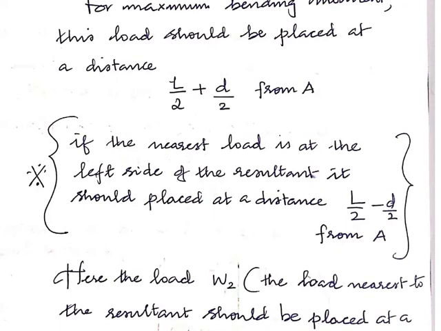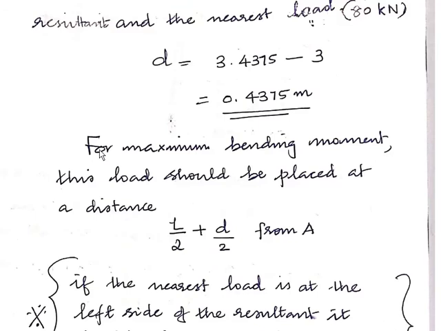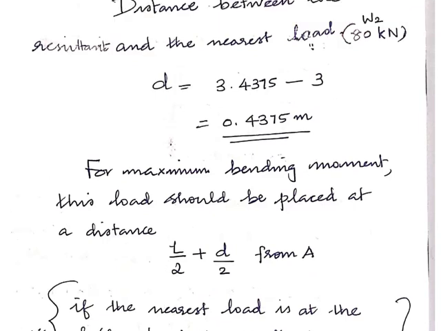Let's see this in some other problem. So this is very very important. If the nearest load is at the left side of the resultant, it should be placed at a distance L by 2 minus D by 2 from A. Here we have already found that for maximum bending moment, the nearest load should be placed at a distance L by 2 plus D by 2 from A. That is the load position required to have the absolute maximum bending moment in the beam.